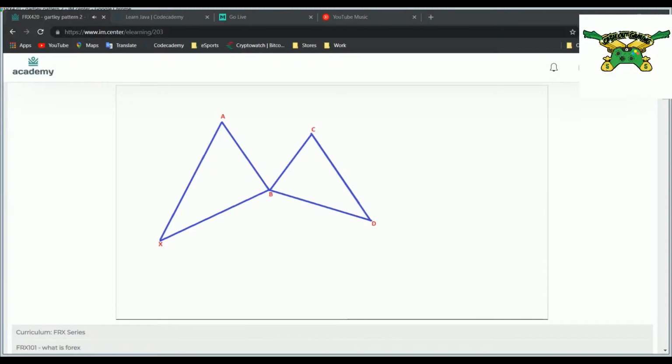H.M. Gartley's book, Profits in the Stock Market. The Gartley pattern is on page 222 of that book, originally called the Gartley 222, and later became known as the Gartley pattern. The chart below is a diagram of the Gartley pattern, showing the XABCD pattern structure without any Fibonacci ratios. So we have X, A, B, C, D.